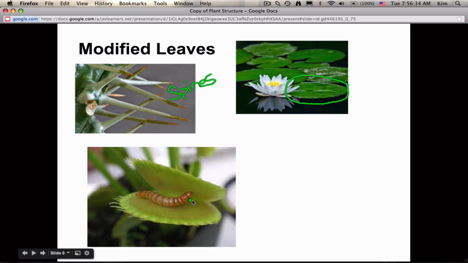And then we have a modified leaf here that is modified to take in organic nutrients from animals. It basically captures the animal and digests it. It does photosynthesis too. We can tell that because it's green, but it also is more of a heterotroph because it will absorb organisms.